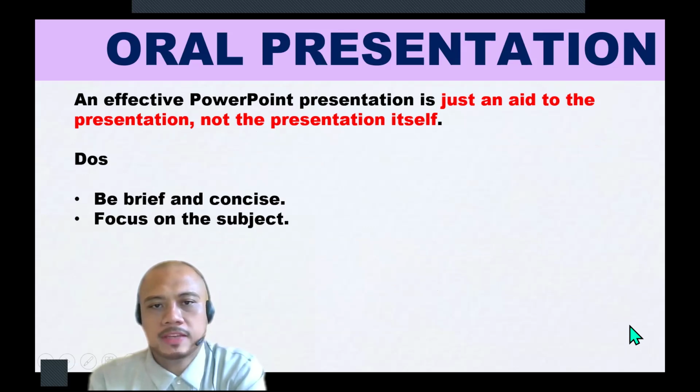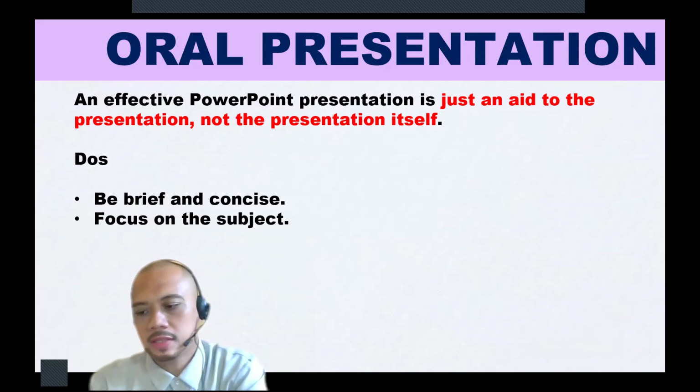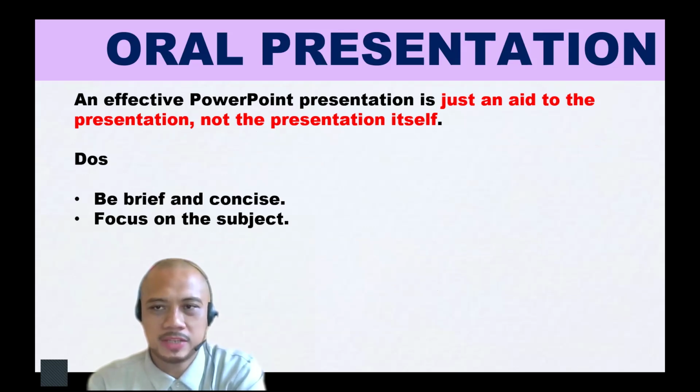Okay, what is an effective PowerPoint presentation? Of course, it will just be an aid to the presentation and not the presentation itself, and that's quite tricky. It gives so much pressure to presenters, and that should be the case, no? It is just an aid. Your PowerPoint should just be an aid to deliver your presentation or your idea. Okay, those are the dos and don'ts.